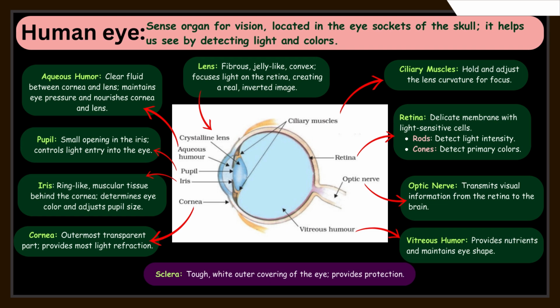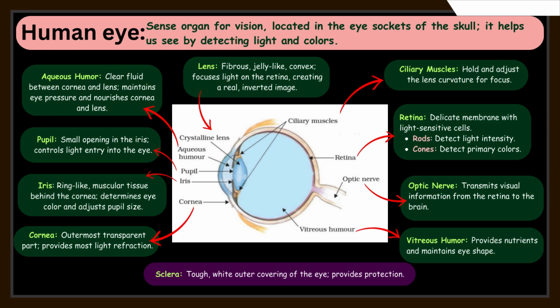When we look at a distant object, the ciliary muscles relax. This makes the eye lens thin and flat, increasing its focal length, the distance at which light rays are brought into focus. Because distant objects send nearly parallel rays, the thin lens can easily focus them on the retina.